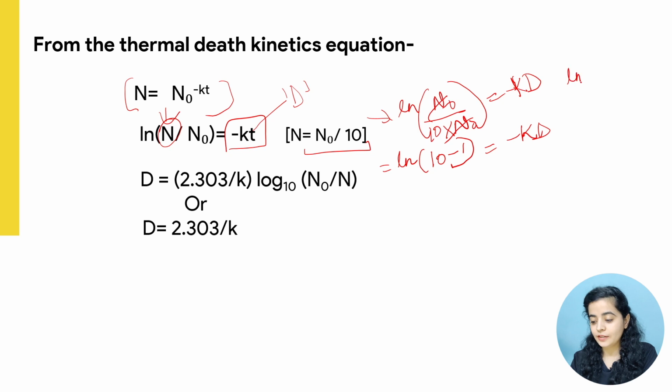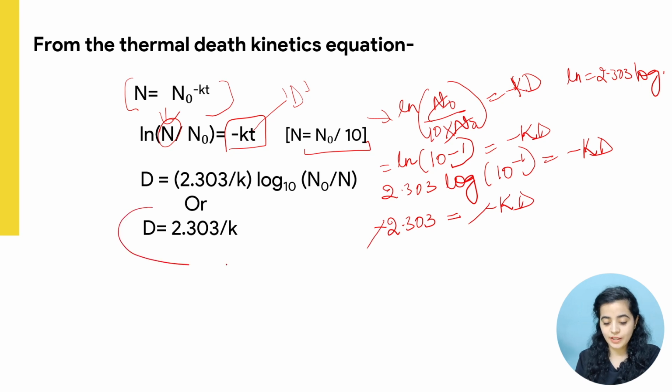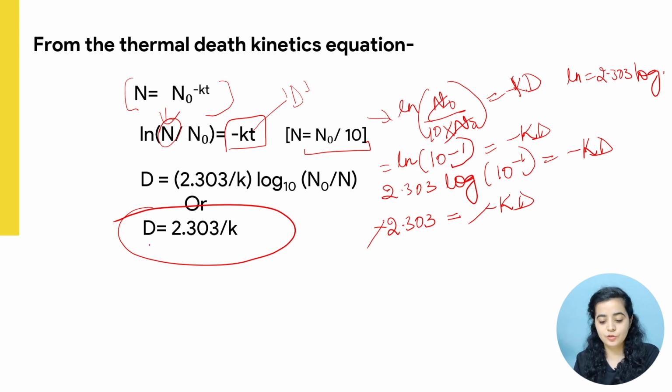Now we know that ln is equal to 2.303 times log. So here we put 2.303 log 10 raised to power minus 1 is equal to minus KD. That gives us, because log of 10 raised to a power is the same number as the exponent, minus 2.303 is equal to minus KD. Now we get rid of the minus sign. Hence we get D is equal to 2.303 upon K, which also verifies that D is inversely proportional to K.